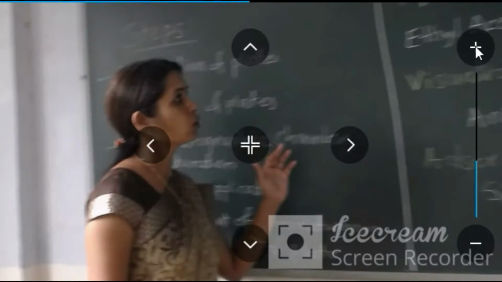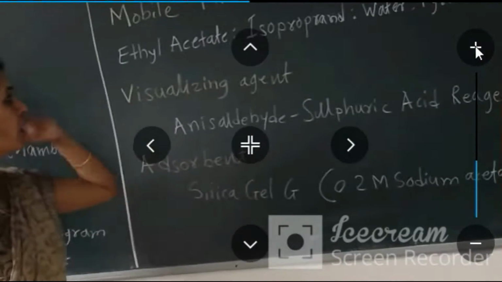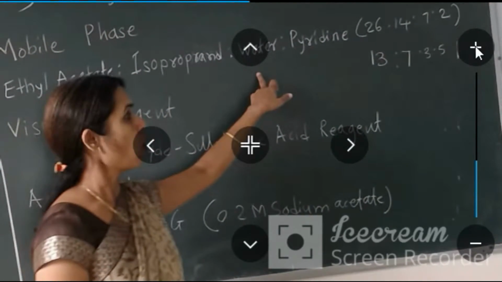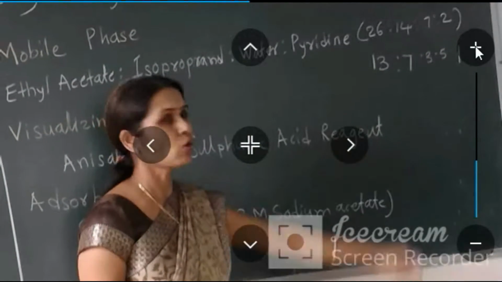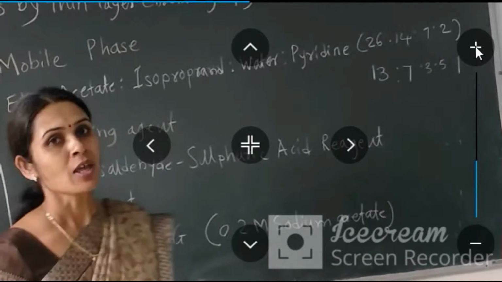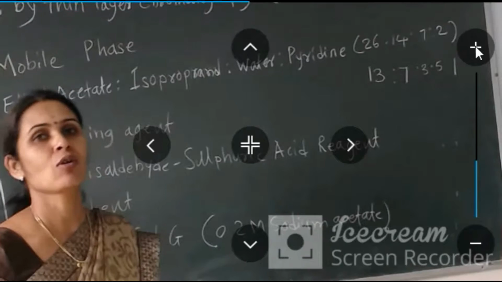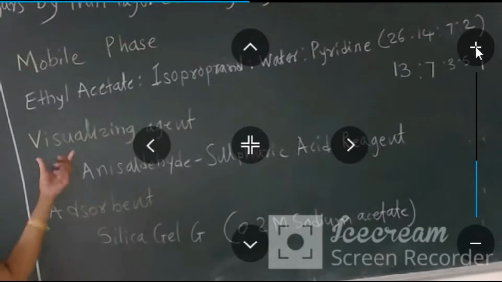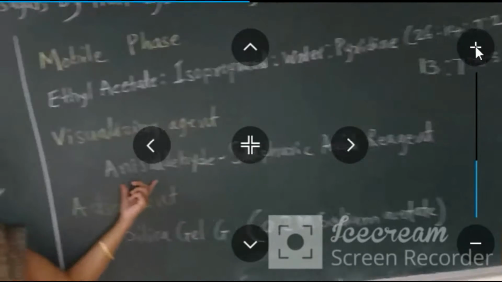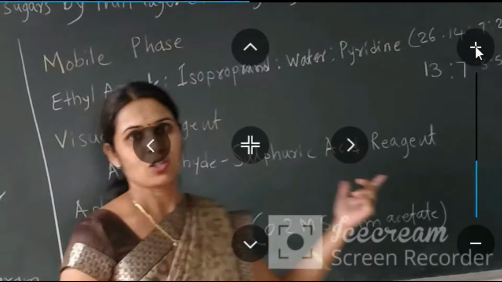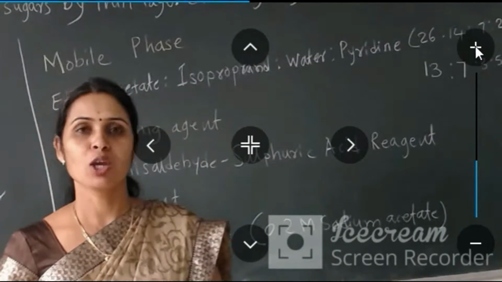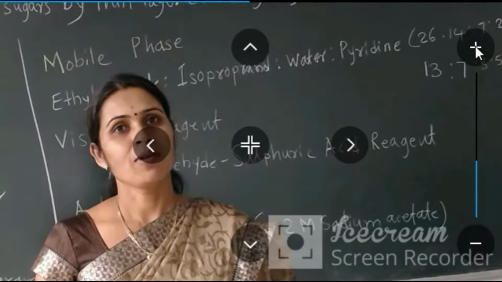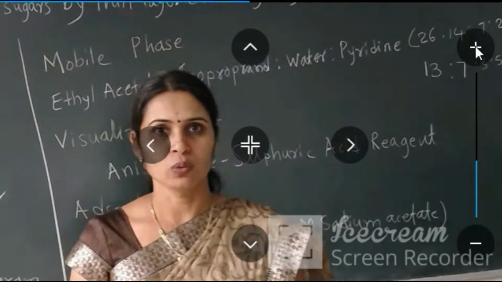Okay. For sugar analysis or carbohydrate analysis, we are going to use a mobile phase of ethyl acetate, isopropanol, water and pyridine in a proportion of 26:14:7:2. You can minimize or maximize it depending upon the chamber capacity. The visualizing agent we are going to use today is anisaldehyde sulfuric acid reagent. I am referring to Egon Stahl as a book for this experiment. If you refer to another book, you will come to know another mobile phase and visualizing reagent.